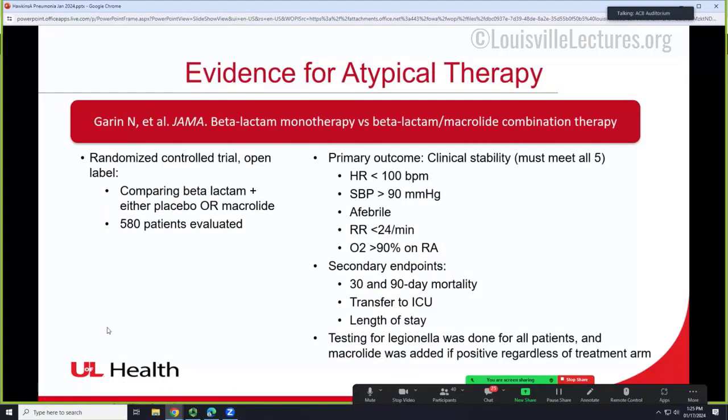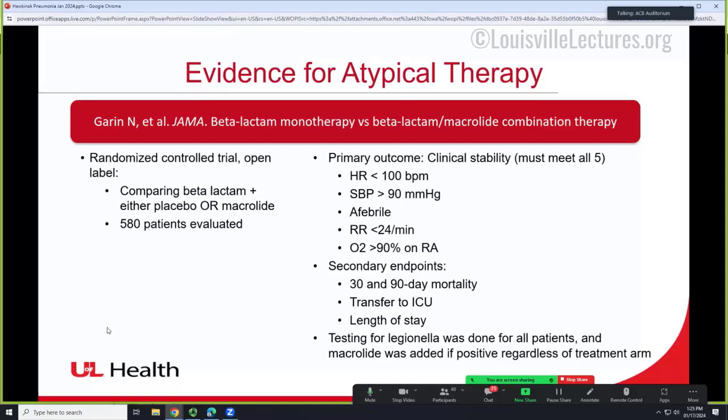Now to our atypical therapy. And we talked about how atypical pneumonia happens in roughly 3% of patients seen in that study, right? So then comes the question, do I need to cover my patient for atypicals in every single CAP patient that I have? This was a wonderful study that came out, and they randomized beta-lactam monotherapy versus beta-lactam macrolide combination therapy.